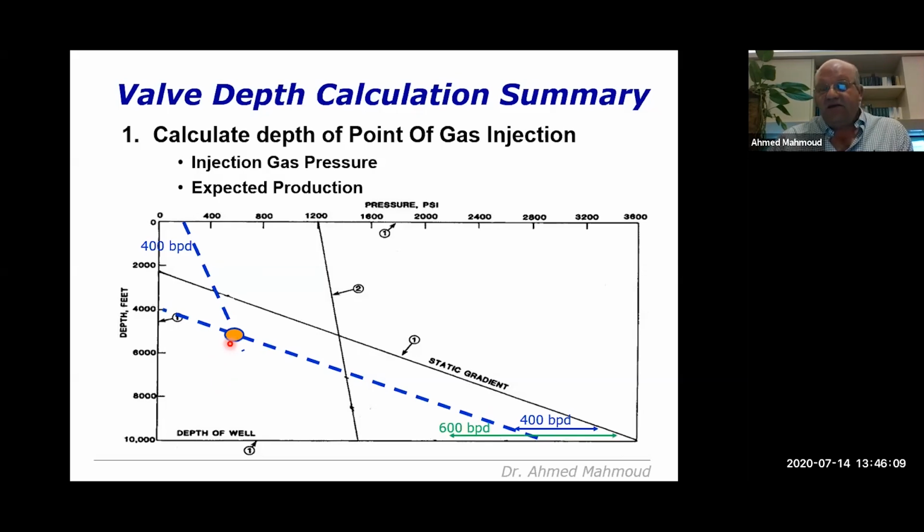Then I repeat this step. I calculate the distance matching a delta P, and this delta P corresponds to a 600 barrel per day drawdown. Once I have that, I draw a line parallel to the static gradient. Then I go again to the Gilbert plot and bring in my 600 barrel per day line, and here I will have another point of injection. Now, these 2 points of injection are starting to formulate what my gas lift performance will be.